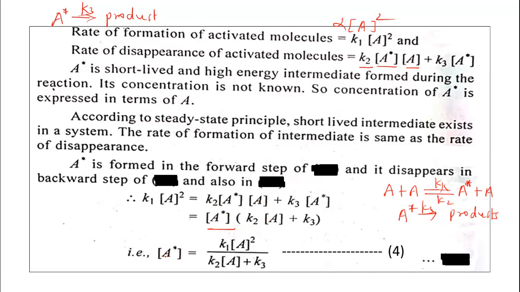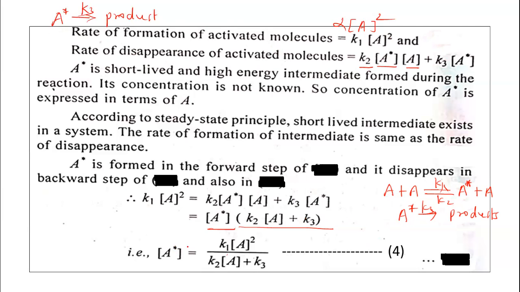So concentration of the A star, meaning activated molecule, is equal to K1 into A square divided by K2 into A plus K3. Once again, you have to understand what is K1. K1 is the rate constant for the forward reaction. K2 is the rate constant for the reverse reaction, where activated molecules are converted back to the reactant. And K3 is the rate constant for the formation of the product, where the activated molecules decompose. So this is equation 4 here.